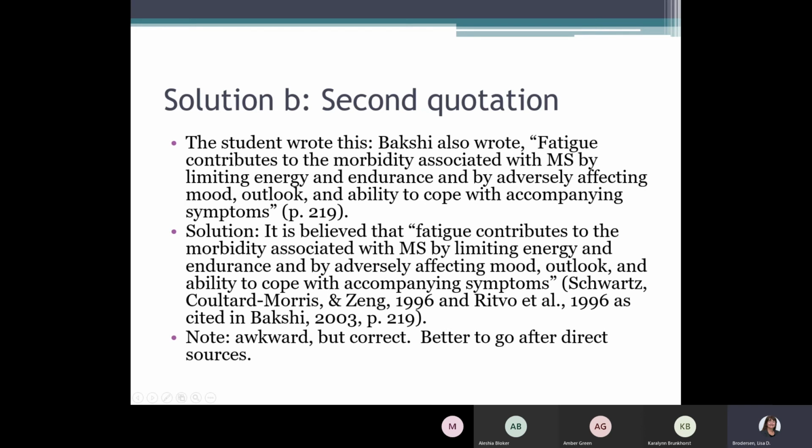And there's two types of citations. You can have an in-sentence or narrative citation, and then a parenthetical or end of sentence citation.